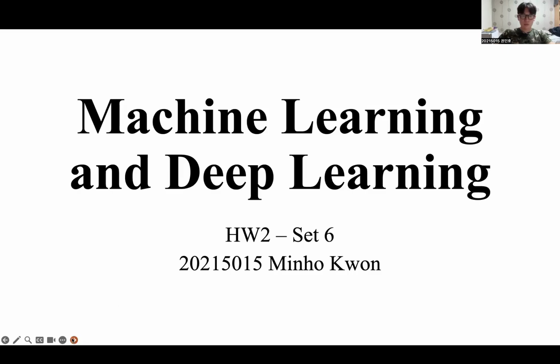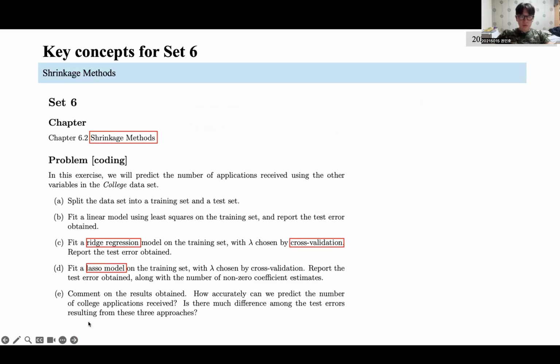Hi, my name is Minho Kwon, and this is homework 2, set 6. Today, I'll review shrinkage methods within Lasso and apply them to the college dataset to predict the number of applications. I'll compare linear regression to Ridge and Lasso, walk through tenfold cross-validation, and finish with discussions.